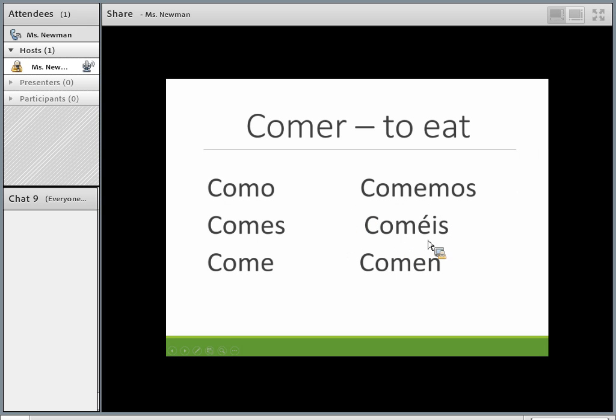comemos, coméis, comen. This is really important because in your speaking project for project 2, you need to describe someone eating. You're going to use these conjugations here. If you say she eats, ella come. That's how you say she eats. Ella come. Again, we're pronouncing each vowel in Spanish, right? Come. Ella come.